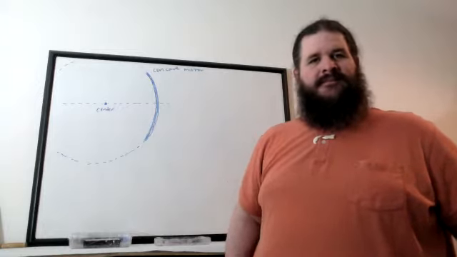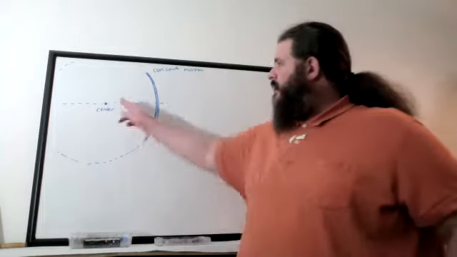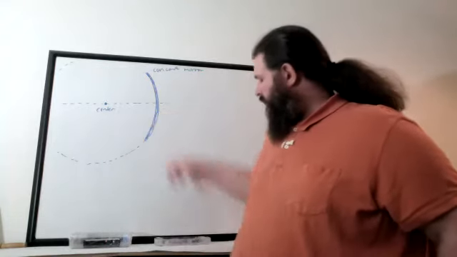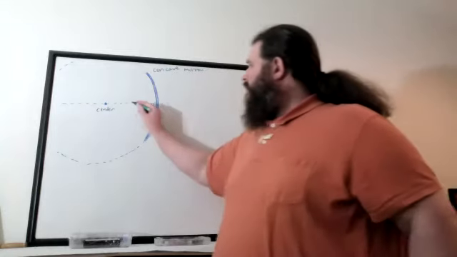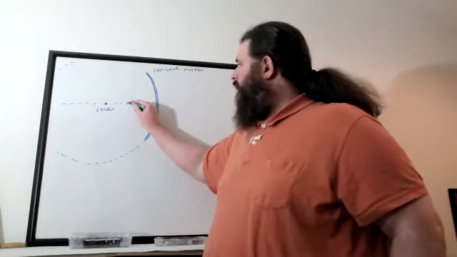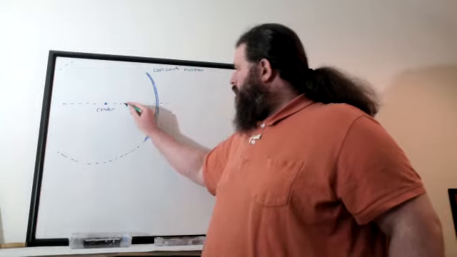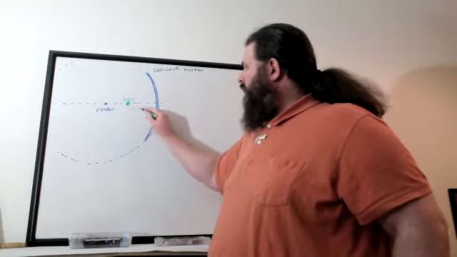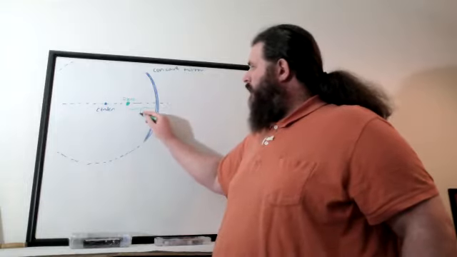Closer to the mirror, in front of the center. Yeah, it should be exactly halfway between the center and the surface. So this will be the focal point. And then this distance would be the focal length, f.